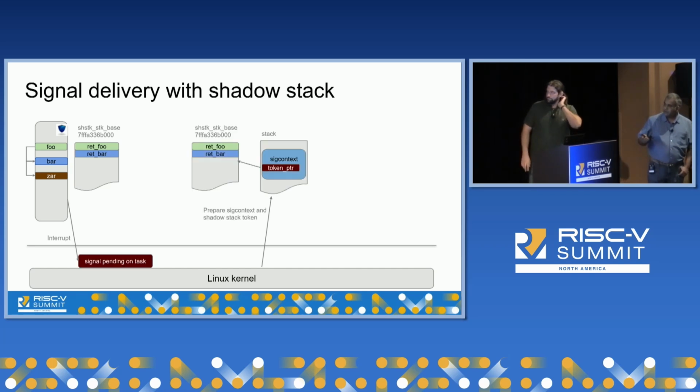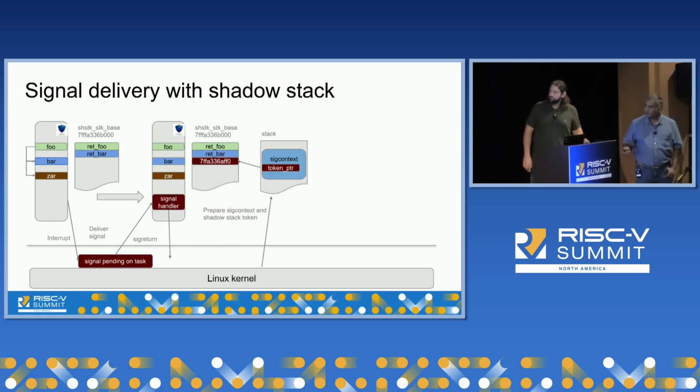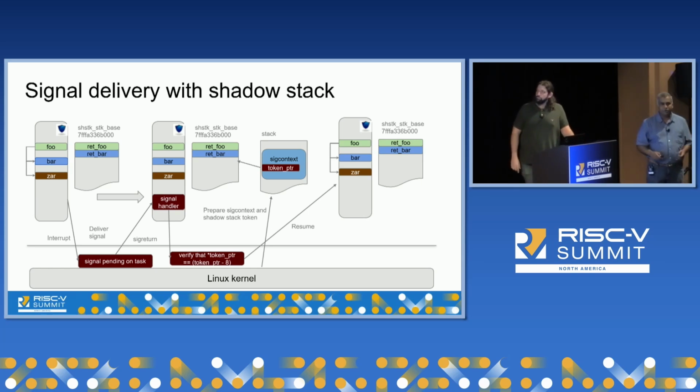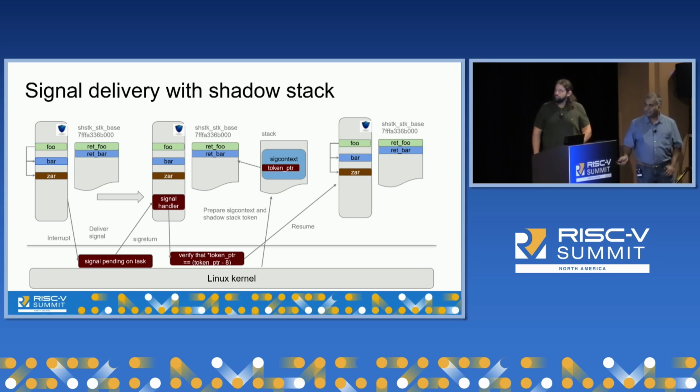Now, I'll again skip through fast. So you have this concept of signals, where the kernel can asynchronously change your control flow to a signal handler. We have a similar issue: when you have this asynchronous control flow, how do you preserve the integrity of a shadow stack pointer? We use the same concept that I illustrated earlier about creating a token or a checkpoint and checking that the shadow stack pointer has not been tampered with when we resume from the signal handler.